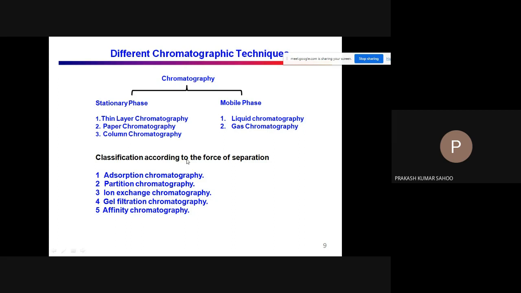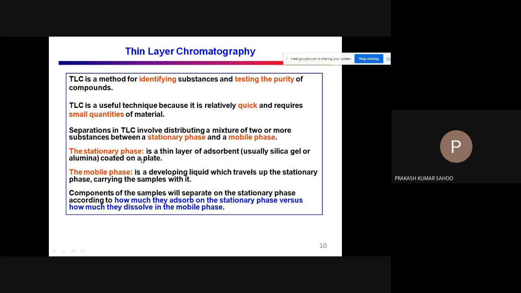Okay. So, what is thin layer chromatography? It is a method of solid liquid chromatography. So, TLC is a method for identifying substances and testing the purity of the compound. TLC is a useful technique because it is relatively quick and requires a small quantity of materials.